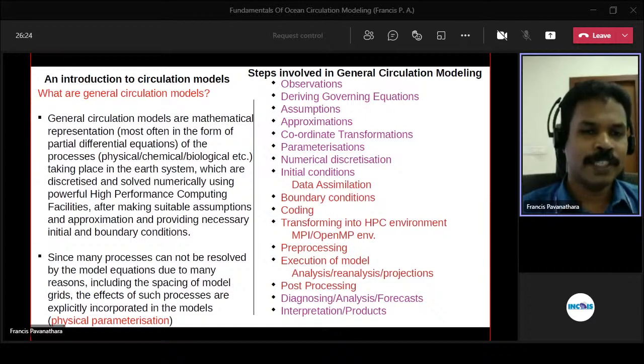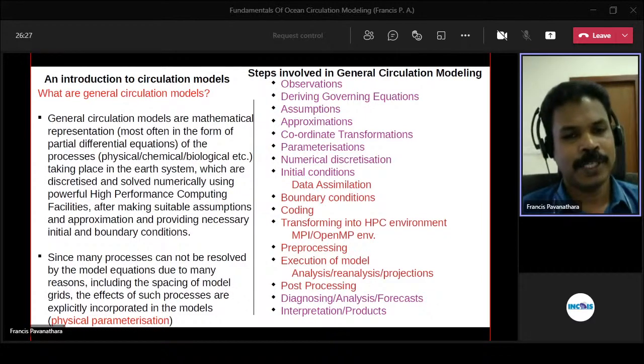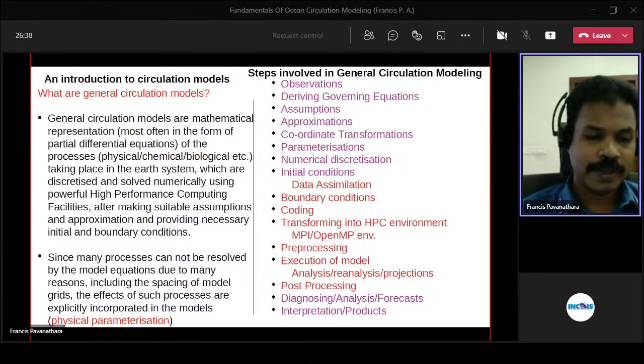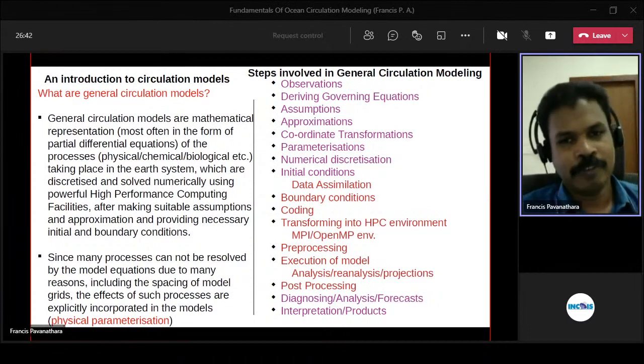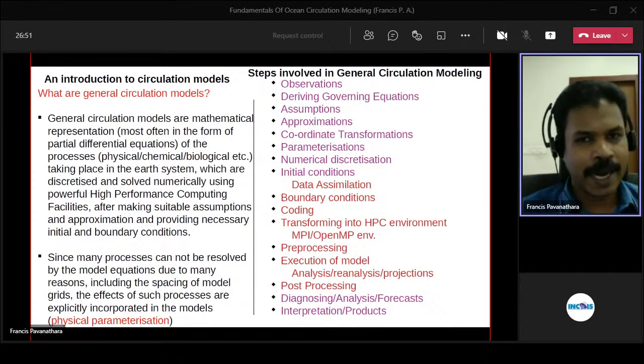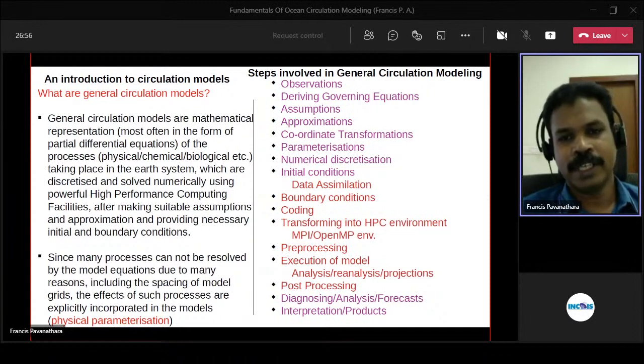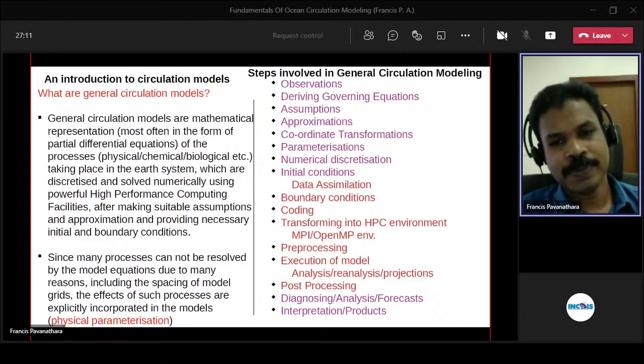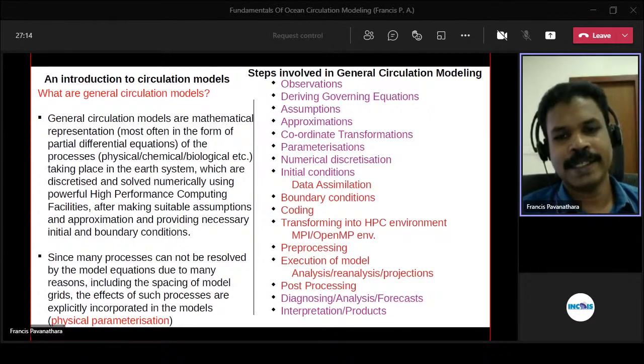So in a broad sense, we can define climate models or ocean circulation models, which is again a similar set, using this definition. If we go into the nitty-gritty of modeling, then what we require is that we need to observe the ocean, observe the system, then identify the important physical processes, and then come to the governing equations, apply assumptions and approximations. As I said, we have to do the coordinate transformation when it comes to the rotating frame of reference in a spherical coordinate system. Then if something is missing, add it through parameterization, numerically discretize, apply initial conditions.